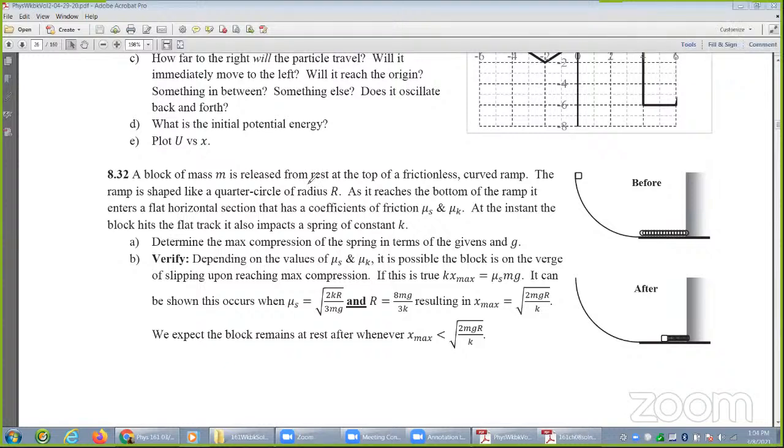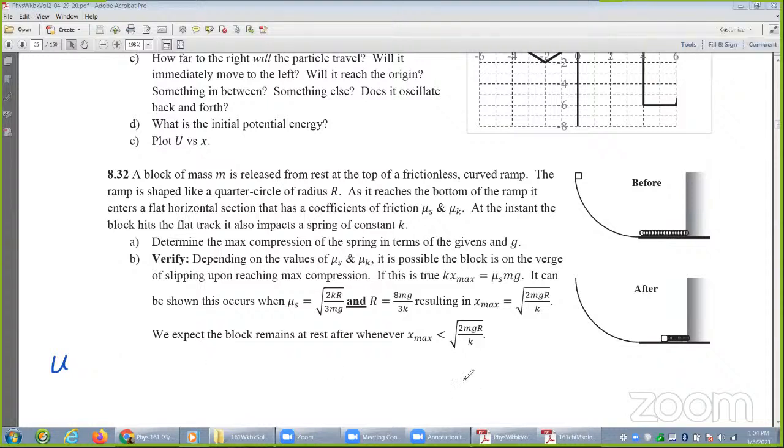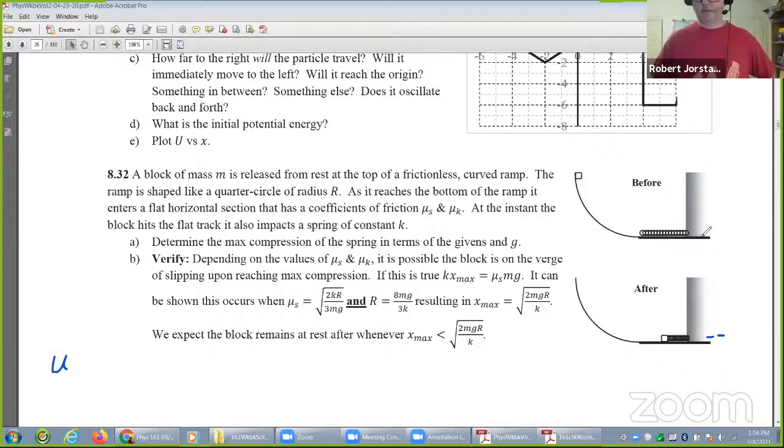So you just write out the energy equation and set a reference point. Where do you want to site your reference point? I guess we could set it where the spring is. Yep, that sounds good. So we'll say that's y equals 0.